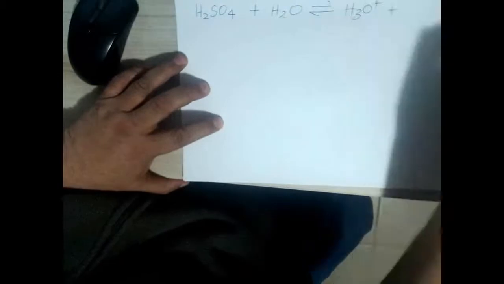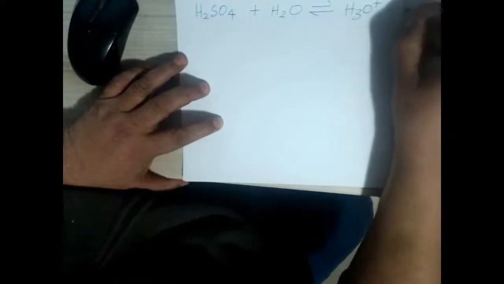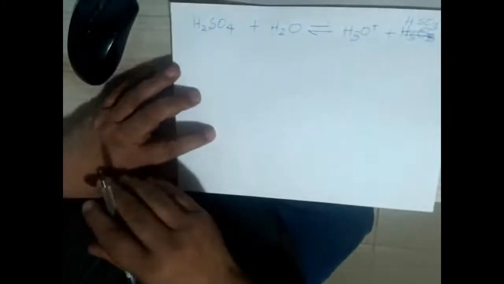Right, so what we had was H2SO4 plus H2O goes to H3O plus and HSO4 minus. Right, so that is the ionization.